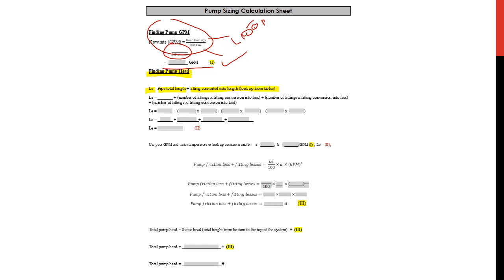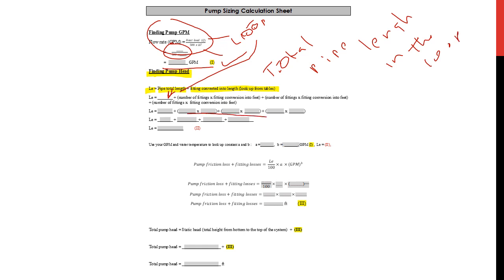And so we're going to fill in the blank, which, first of all, is the pipe length. This will go into this part here, which is basically the total pipe length in the loop. What about these little things here? These are basically each fitting and the number of fittings.